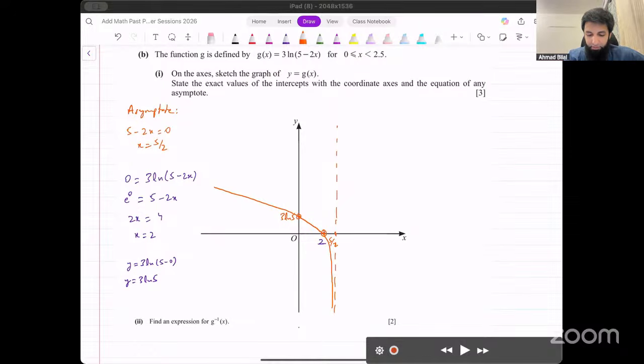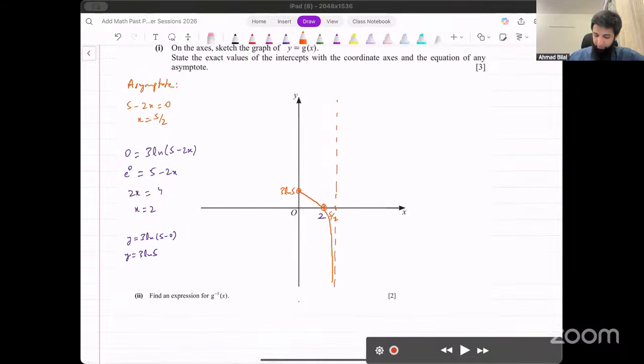Makes sense. Sorry, the domain says from 0 to 2.5. So we don't have to extend the graph. We can remove the part on the left side. Yeah, just this much. This is sufficient. Makes sense, right? Let's move on.